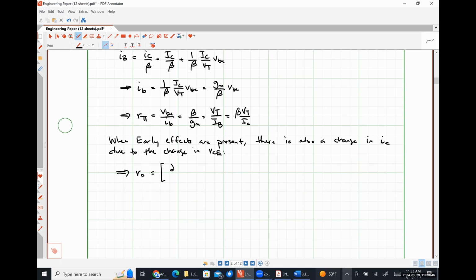And so this is simply the partial derivative of our collector current with respect to our collector emitter voltage when our base emitter voltage is held to some constant value. And then we take the reciprocal of that because we don't want current over voltage. We want voltage over current to look like a resistance. And this winds up just becoming our Early voltage VA divided by our DC collector current.